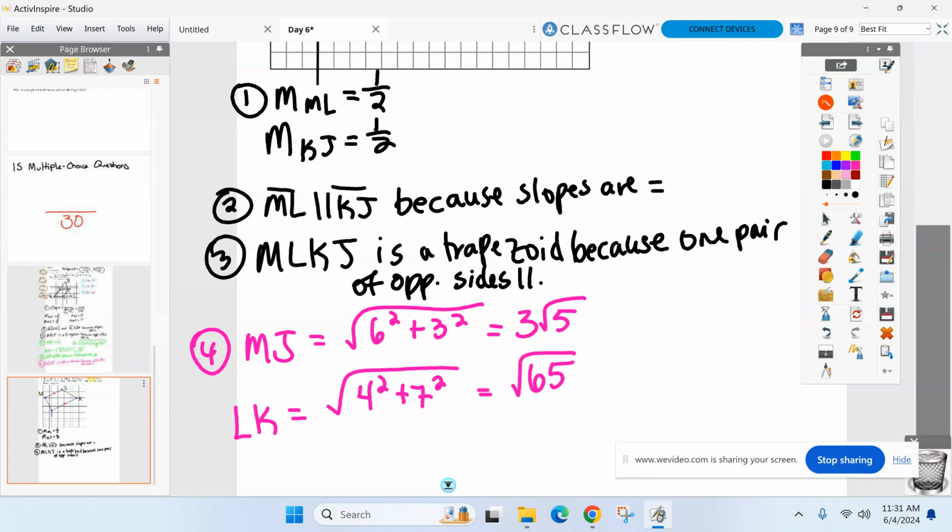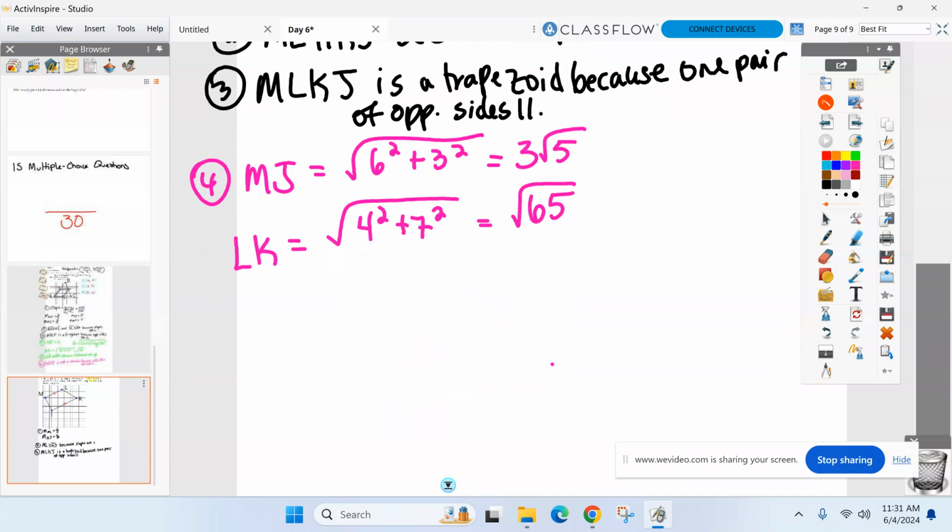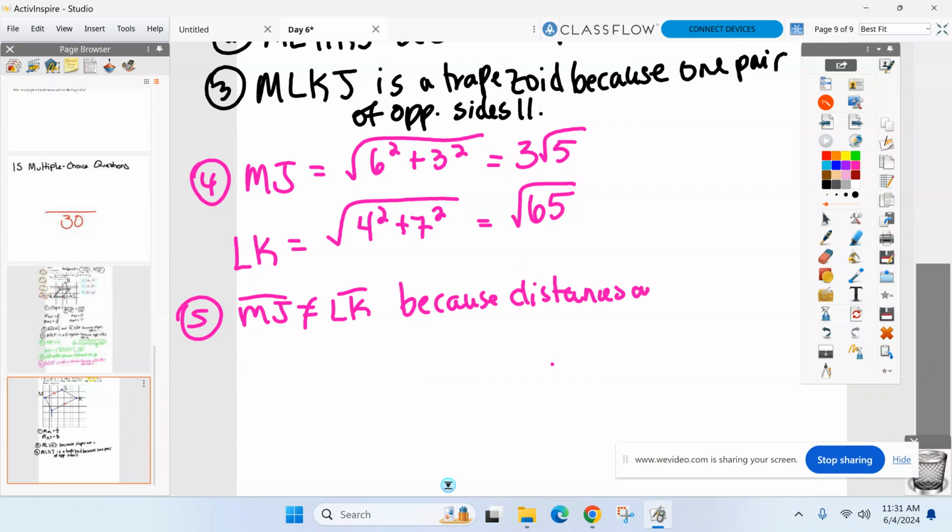How's 3 radical 5 and radical 65 look? Keep going if you're calculating. 3 radical 5, or if you had radical 45, that's fine, and radical 65. And then you guys know, next step, show me what we just learned right there. We just found out that MJ is not equal to LK because distances are not equal. And then now it's not an isosceles trapezoid.